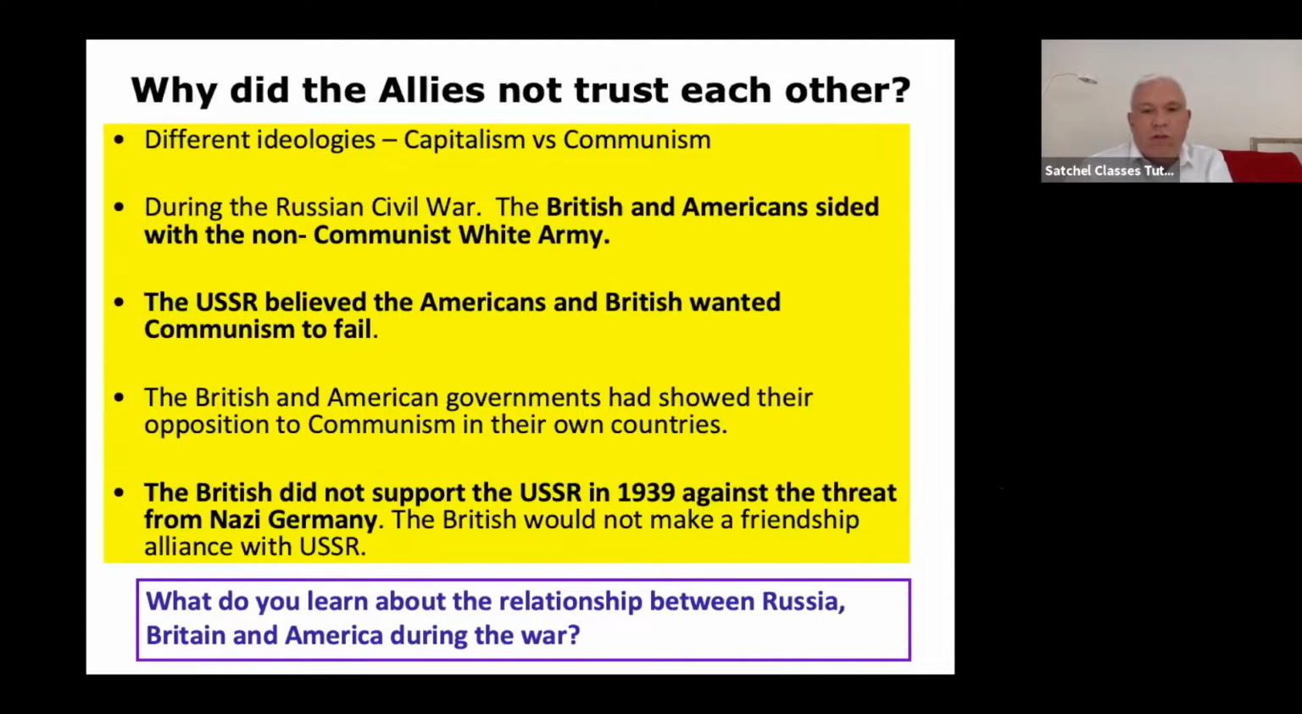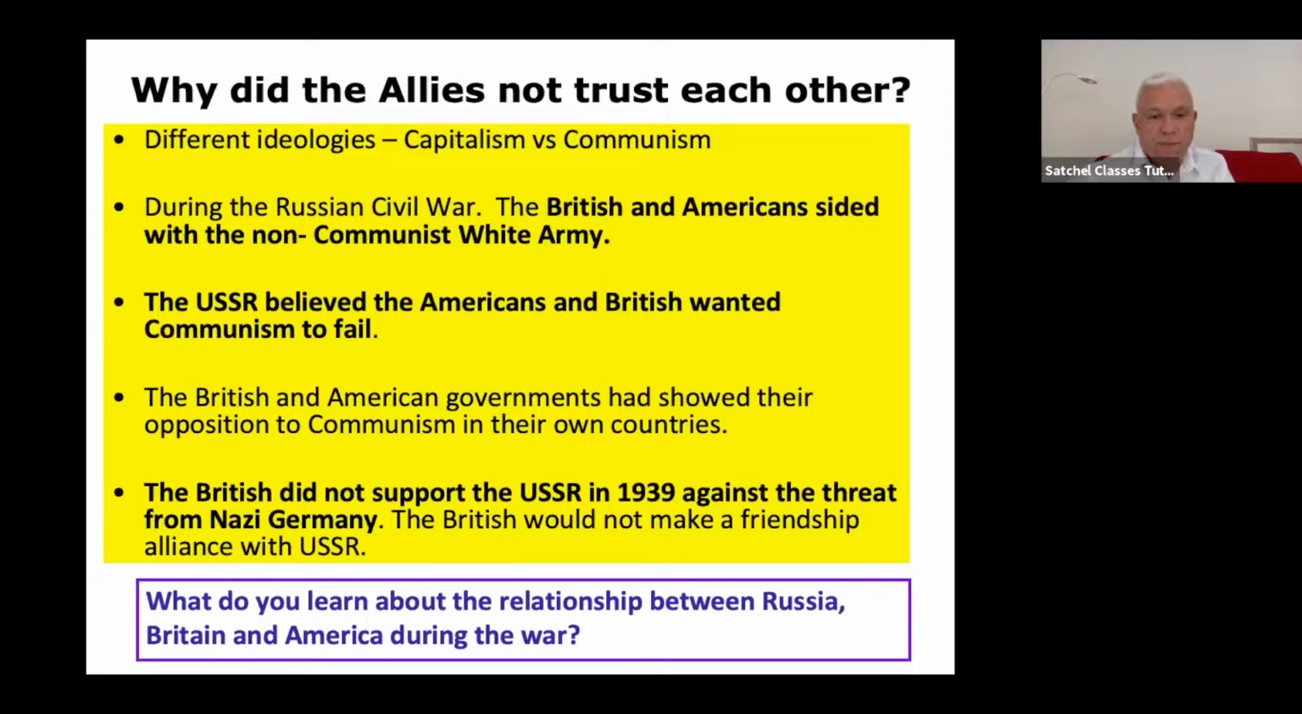Now, one thing that you've got to remember is one of the reasons why they didn't trust each other is because they had different ways of working, okay? Britain and America were capitalist, the Soviet Union was communist, okay? During the Russian Civil War, from 1917 onwards, the British and Americans fought and assisted the non-communist White Army, which upset people like Stalin. The USSR believed Americans and British wanted communism to fail. So the Soviets were thinking, America and Britain want our country to fail.